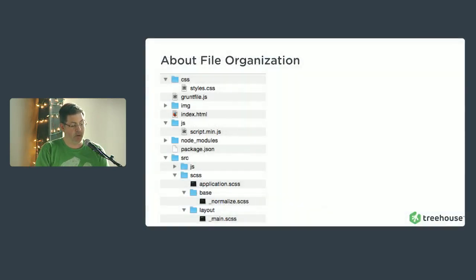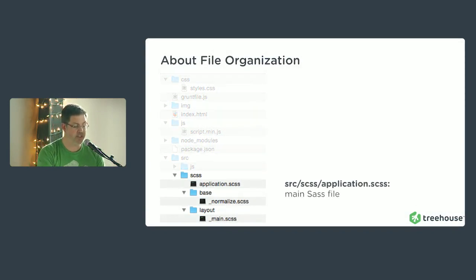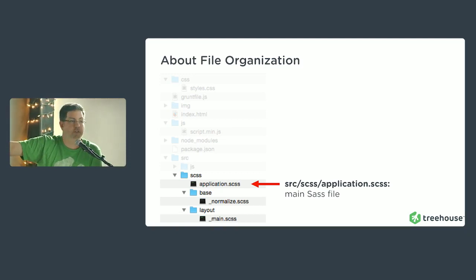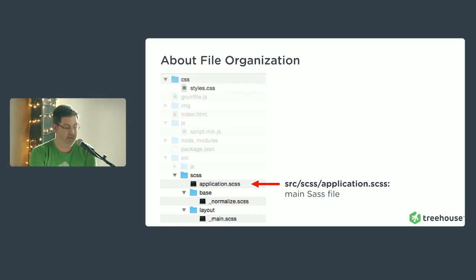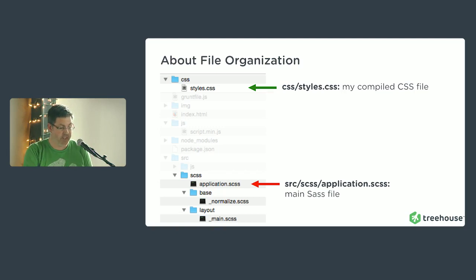Okay, so let's look at the file organization for my CSS. As I mentioned, there's a source folder, and then inside that is a SCSS folder. And in that is this application.scss. That's my main Sass file. And Sass already has this kind of clever way of concatenating Sass files to make a single CSS file, which is really nice. So my application.scss loads this normalize.scss, which also loads this main.scss. And when I compile this, I'll get this, the styles.css. So I'll get a CSS file that a web browser can read. That's the compiled version. That's what Grunt's going to do for us.